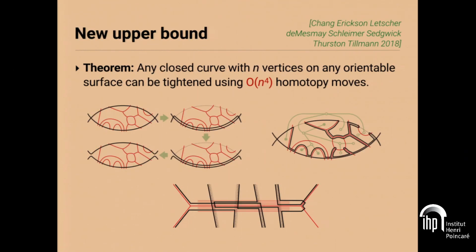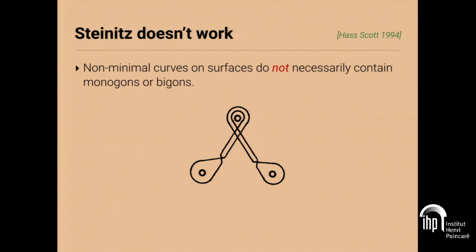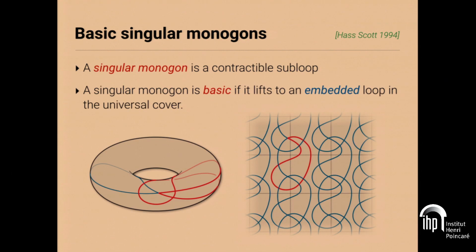So we were able to bring this down to about n to the 4th, actually slightly better than n to the 4th. And as I said, bigons and loops don't necessarily exist, and so we have to work a little bit harder. So what Haas and Scott observed is there's something like a loop or like a monogon or like a bigon, which they call a singular monogon, a singular bigon.